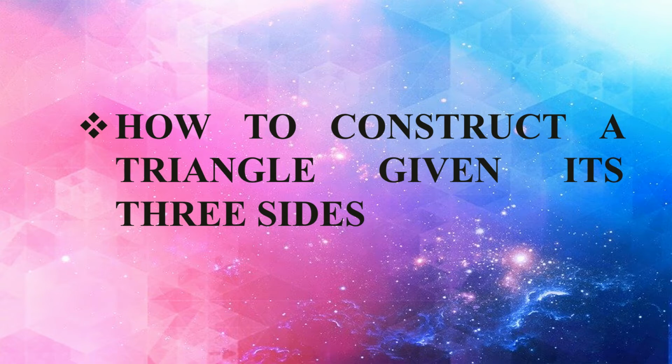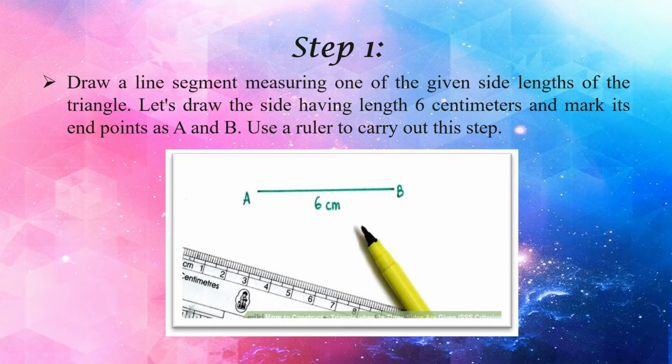How to construct a triangle given 3 sides. So, step 1, draw a line segment measuring one of the given side lengths of the triangle. Let's draw the side having 6 centimeters. Mark its endpoints as point A and point B. Use a ruler to carry out this step.